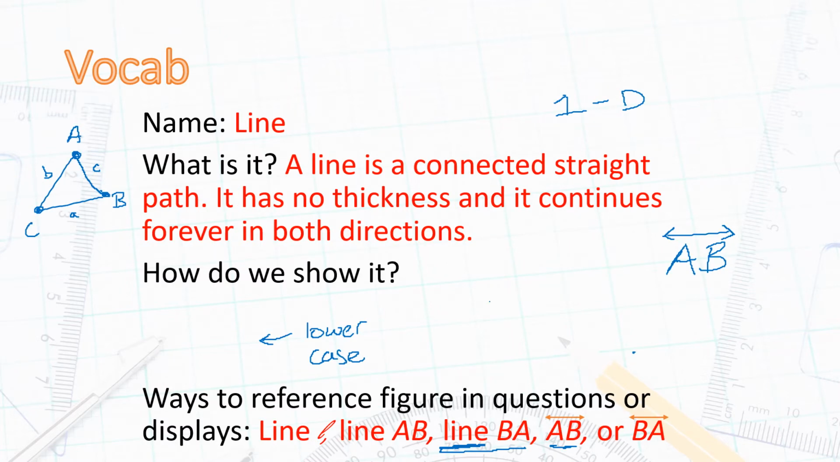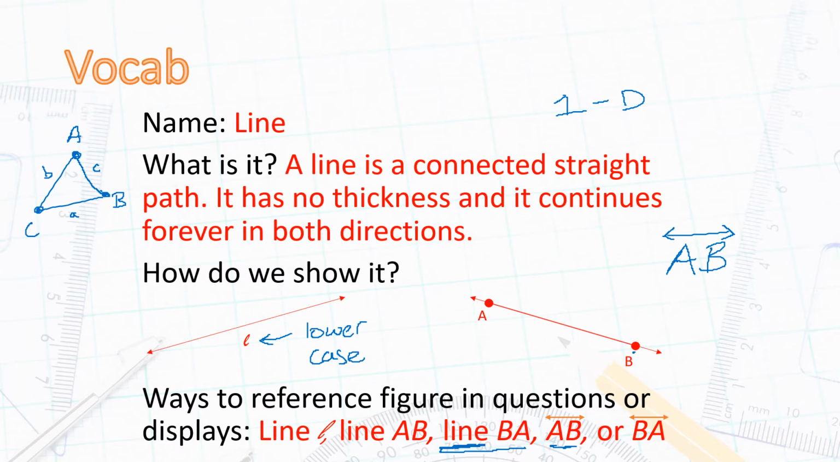Next one up is line. A line is a connected straight path, no thickness, so it's a one-dimensional shape, and it continues forever in both directions. You'll see it represented using lowercase letters if you're naming the line, and then it'll use the two uppercase letter points that it passes through as another way of naming it. So the two examples down here are line l, since if it's a single letter, it's probably going to be lowercase, or line AB, which means the line that goes through the points A and B.